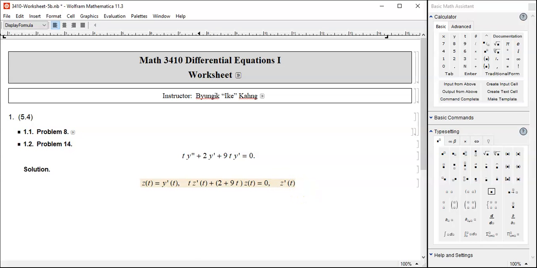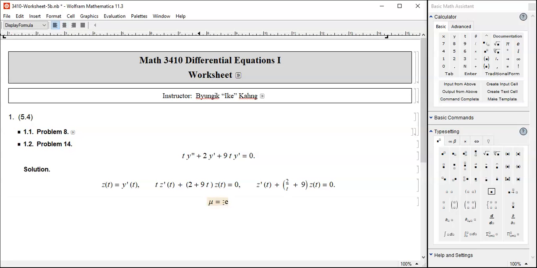And how do we do that? Well, make it into standard form, divide by t: z prime of t plus 2 over t, and plus 9t over t, so 9, times z of t is equal to 0. Yeah, it's this equation here. Let's put a little bit more space so that I can read better. And then this is p, and that's f, so we can find the integrating factor.